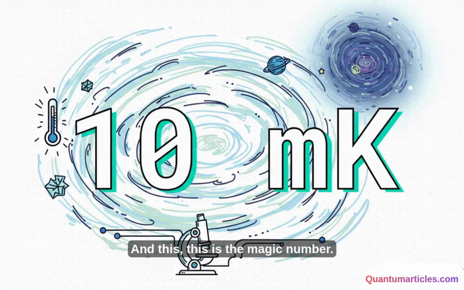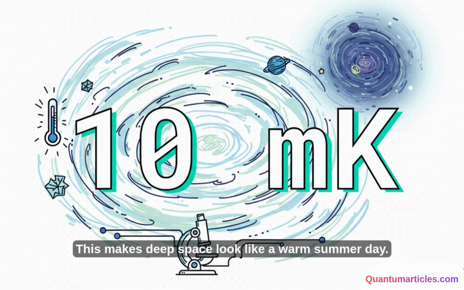And this is the magic number, 10 millikelvin. That's just a tiny, tiny fraction of a degree above absolute zero, the coldest possible temperature. To put that into perspective for you, deep space is about 3 Kelvin. This temperature makes deep space look like a warm summer day.